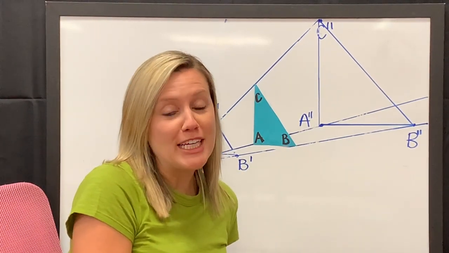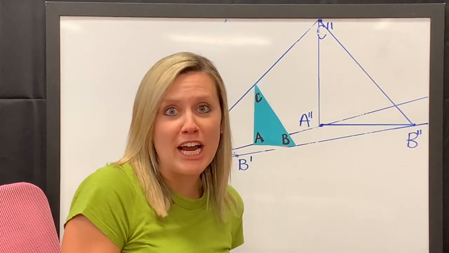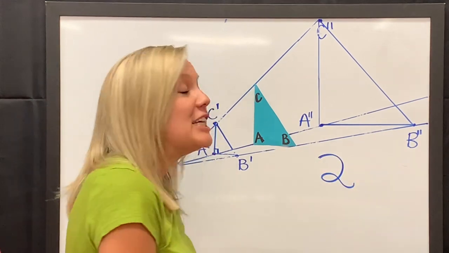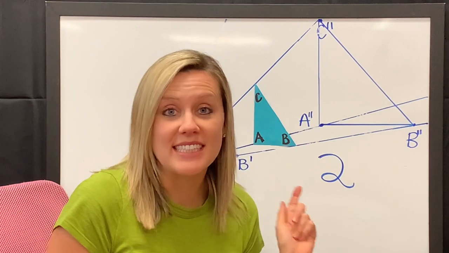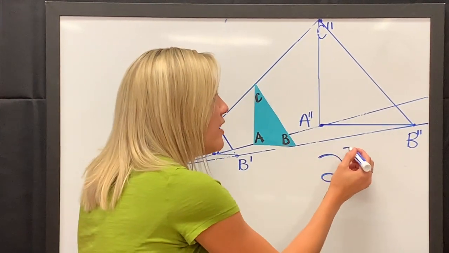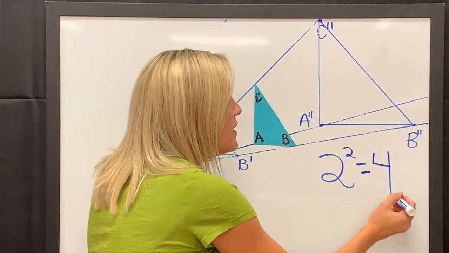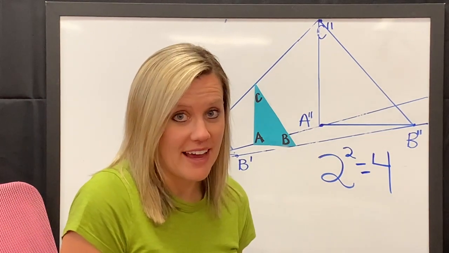So if you answered no, that is correct. To find out what happened to the area, you actually take the number you dilated by. So we dilated from this shape to this shape by 2. The scale factor was 2, and you actually square that number. So 2 squared is equal to 4. So the area actually quadrupled, okay?